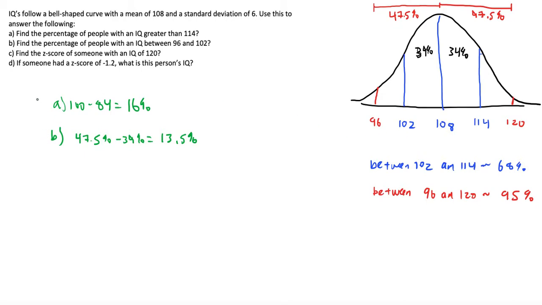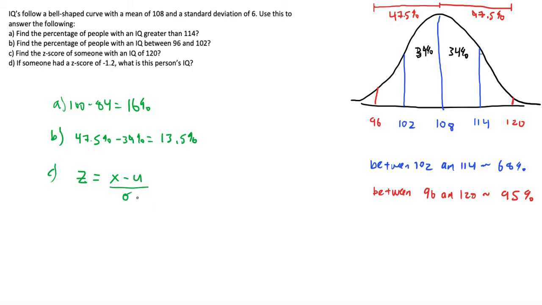All right, so what about part C? We want to find the z-score of someone with an IQ of 120. Remember, the z-score represents how many standard deviations away someone is from the mean. In this case, I know this is exactly 2 standard deviations away. There's actually a formula for this. The z value will be the data in question minus the mean, divided by the standard deviation.